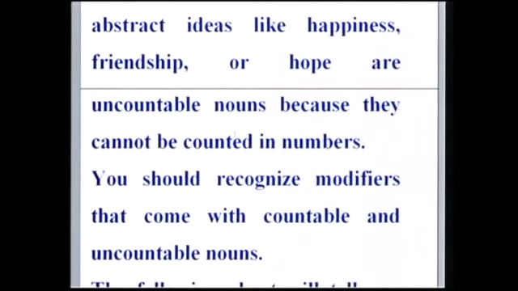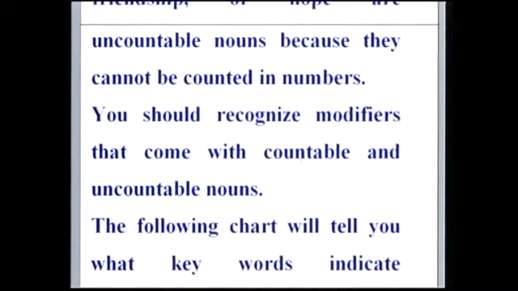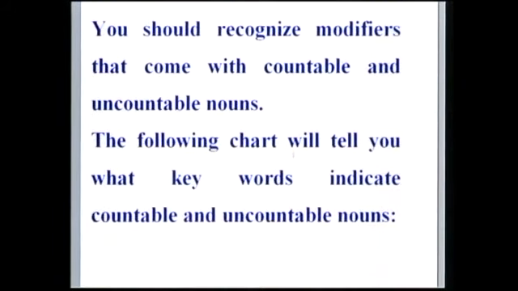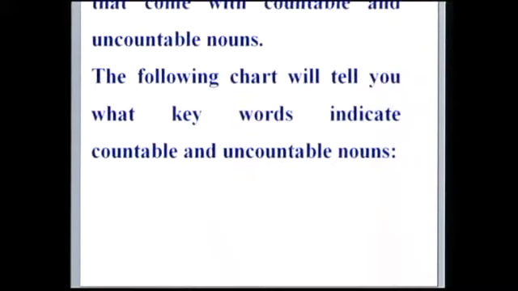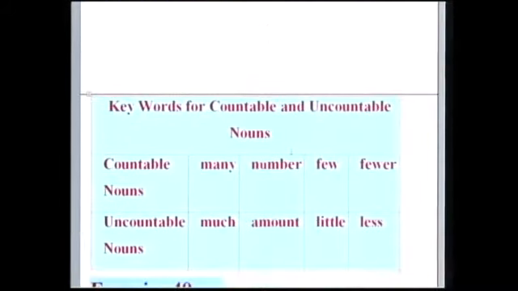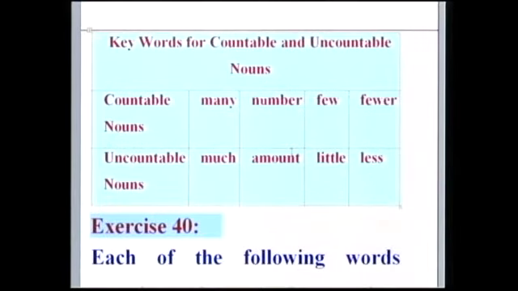You should recognize modifiers that come with countable and non-countable. ممكن نقول non-countable, ممكن نقول uncountable nouns. The following chart, الجدول اللي جاي, will tell you what keywords, الكلمات الأساسية, indicate اللي بتشير للcountable والuncountable nouns. طيب بصوا بقى. Keywords for countable and uncountable nouns.